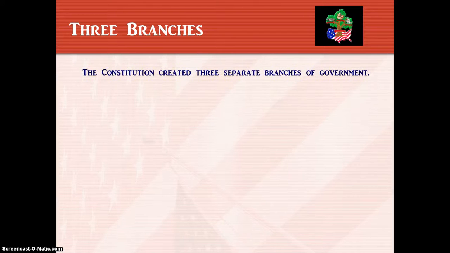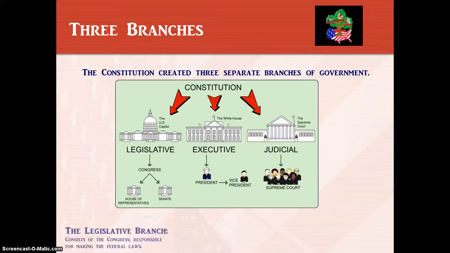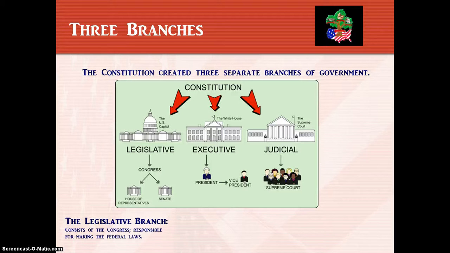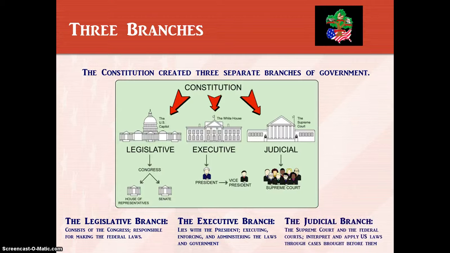Three branches. The Constitution creates and calls for 3 branches of the government: the legislative branch, which consists of Congress and is responsible for making federal law; the executive branch, where the power lies with the president in executing, enforcing, and administrating the laws of the government; the judicial branch, where the Supreme Court and the federal courts interpret and apply U.S. law through the cases that are brought to them. There is a system of checks and balances among these 3 branches to ensure that no one branch has any more power than the other.